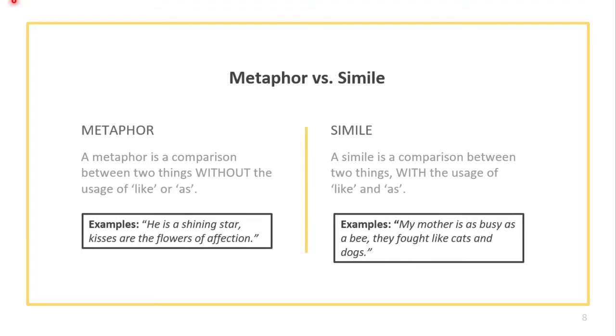Similes are the comparison between two things with the usage of like and as. Examples include, my mother is as busy as a bee, or they fought like cats and dogs.